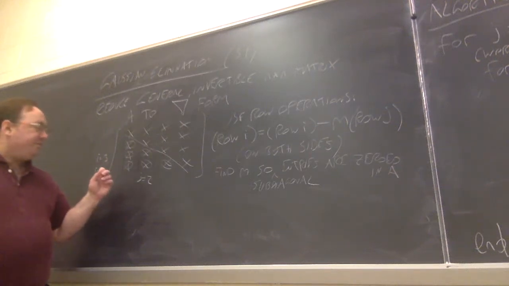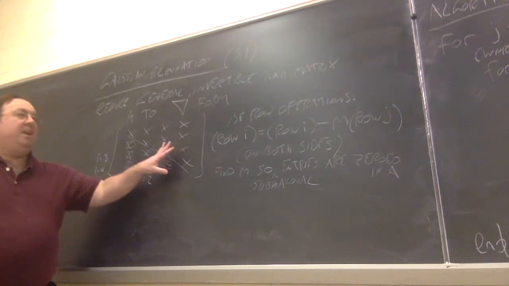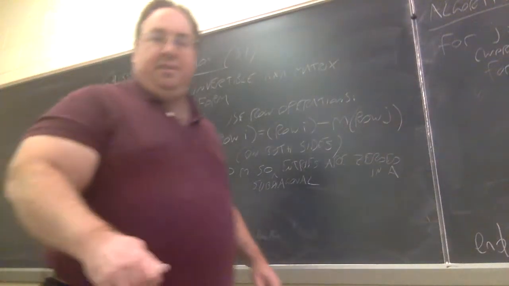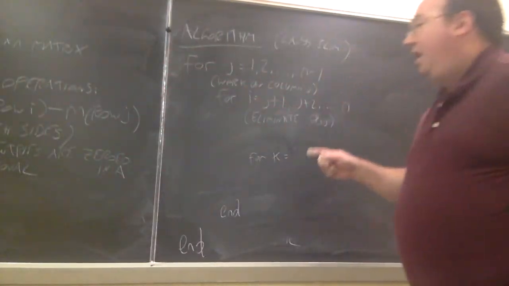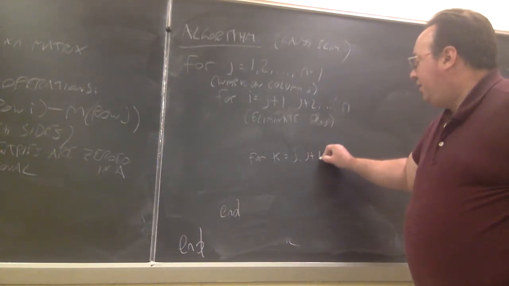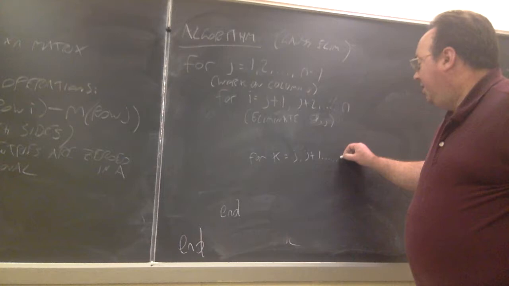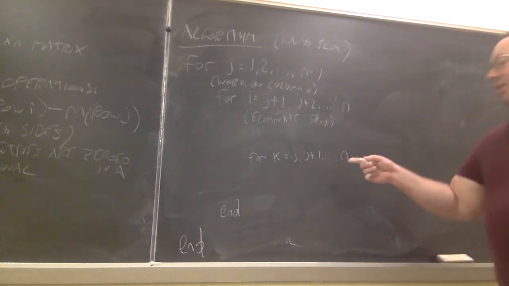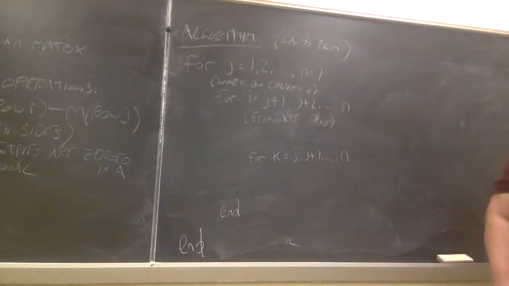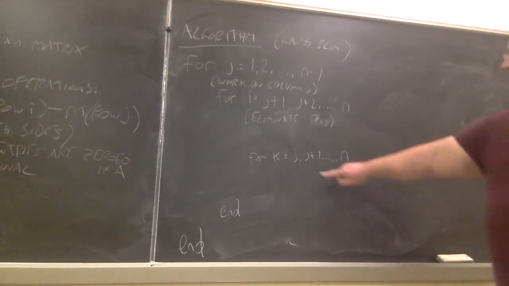Now, these entries will be affected by that row change. So, which columns do I need to touch? k equals j, j plus 1, up to n. Although, in row i, column j, we know what's going to happen to that entry. It's going to be 0. So why actually perform the operation? So I'm not going to do it.